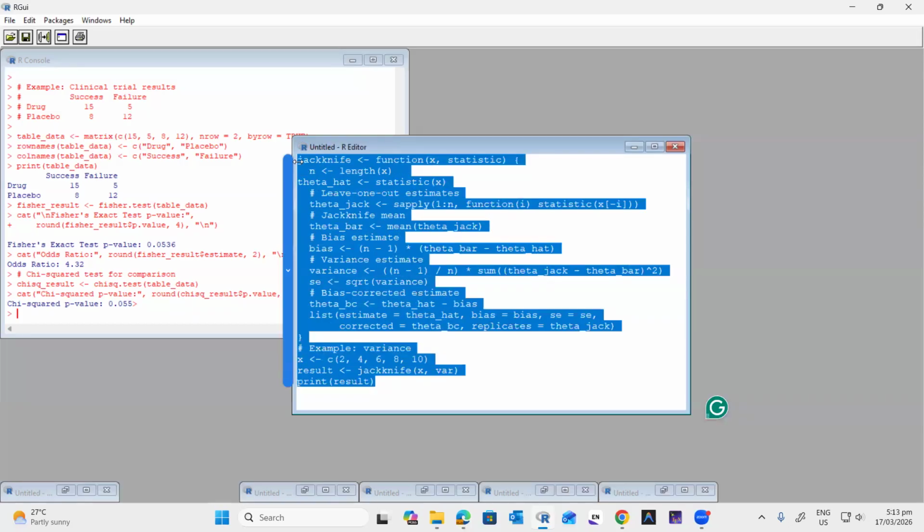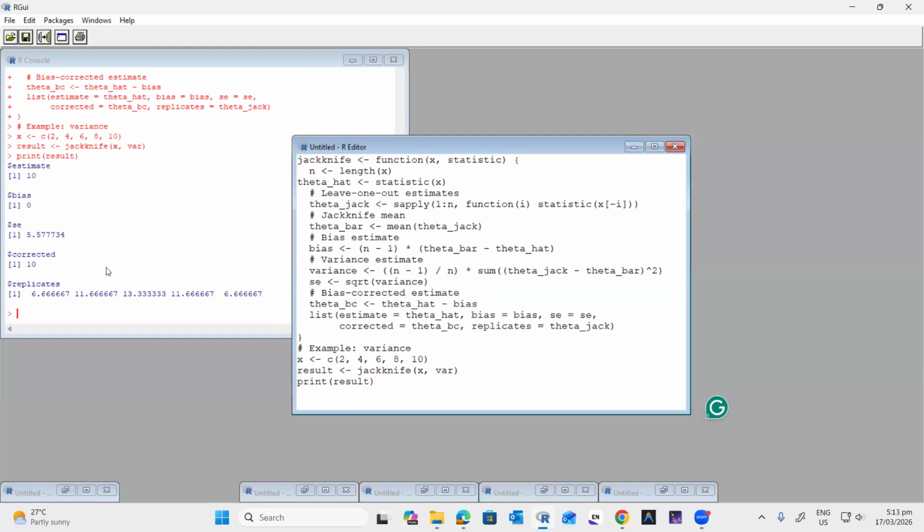Let's check this one. All right. So the bias corrected estimate is 10. Standard error is 5.577. Bias is 0. Estimate is 10. And these are the replicates mean. All right. So that is your R code for the leave-one-out method.